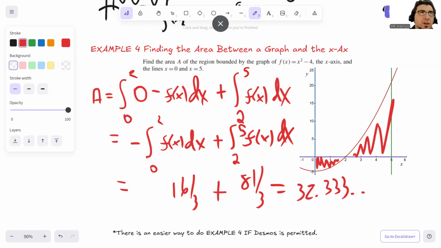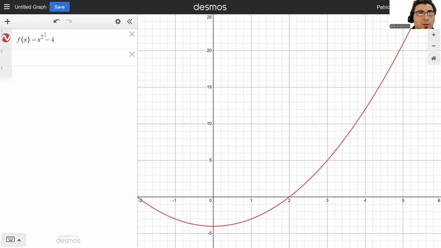Now, if you are allowed to use Desmos, there is an easier way to do this involving absolute value that I hinted at before when I showed you an absolute value one. So I'll bring over Desmos and show you how to do that. So here we have the function f of x equals x squared minus 4. If we do the integral from 0 to 5, we would want to take the absolute value of f of x, and you get 32.333 repeating.